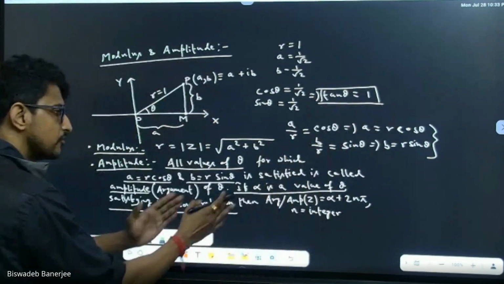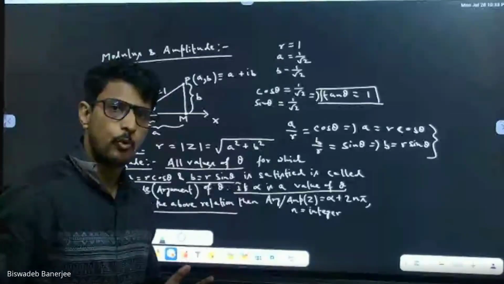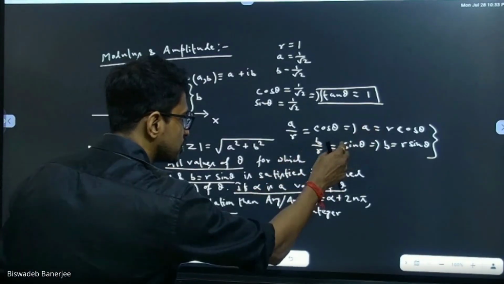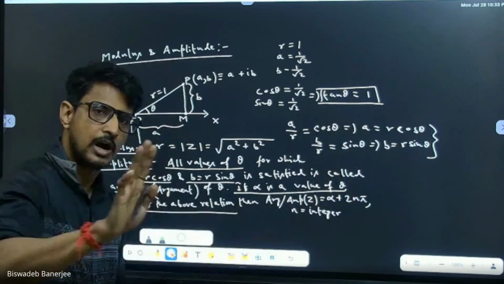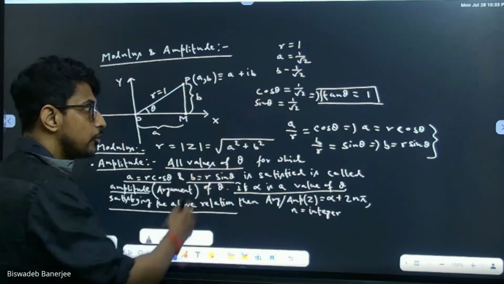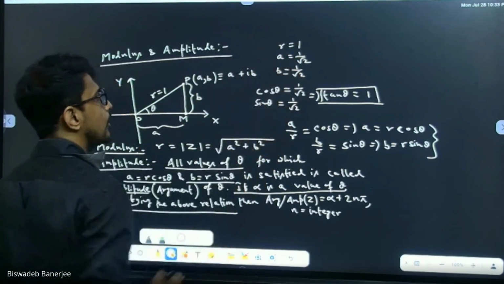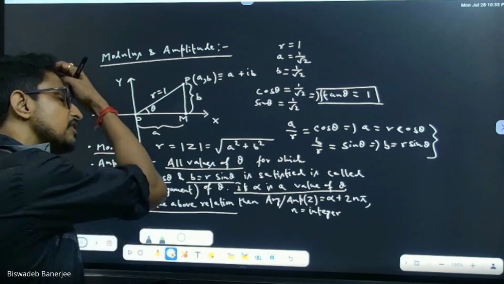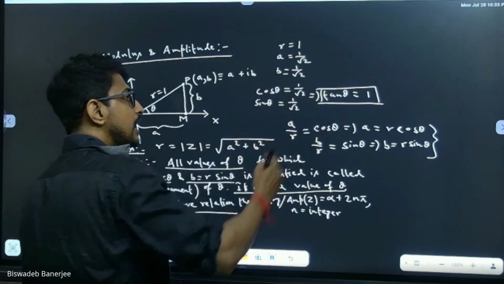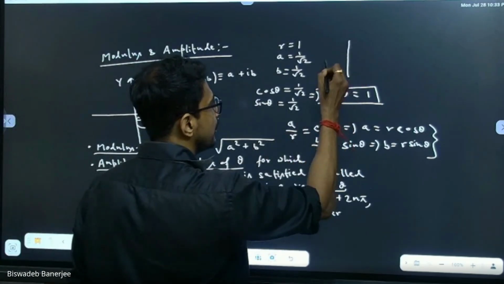Up to this point, we understand what my amplitude is. This theta is the amplitude that satisfies the two equations, A equals R cos theta and B equals R sine theta. There can be so many values like this. I'm giving you an example: by taking R equal to 1, A equal to 1 by root 2, and B equal to 1 by root 2, my cos theta and sine theta become this, so my tan theta will be 1. Now it's a very, very important thing.